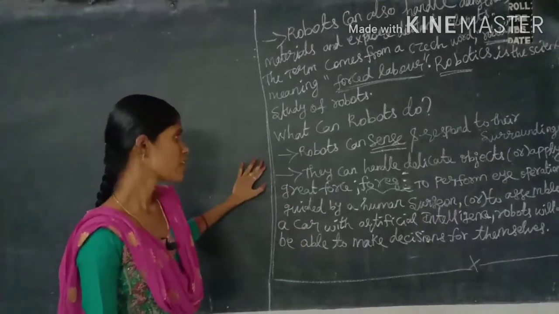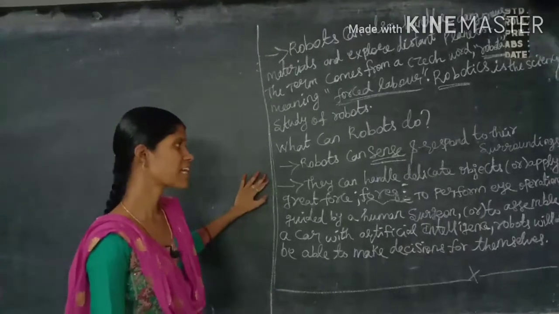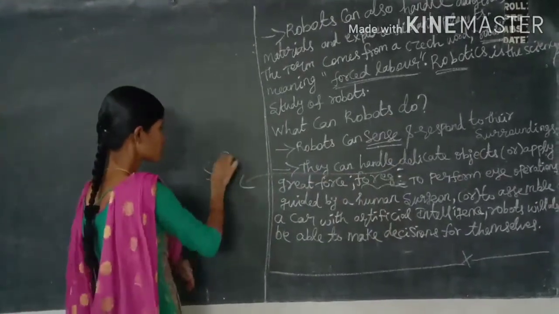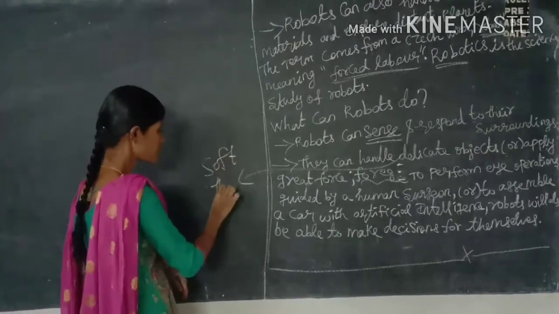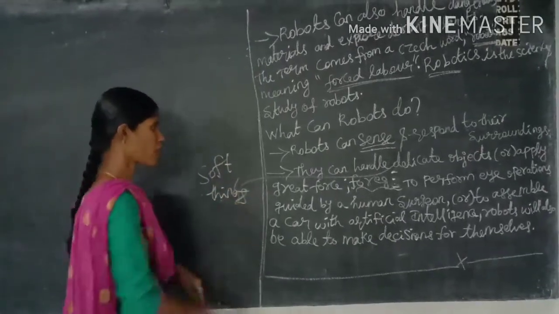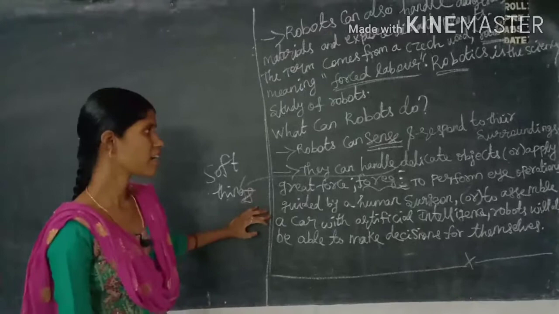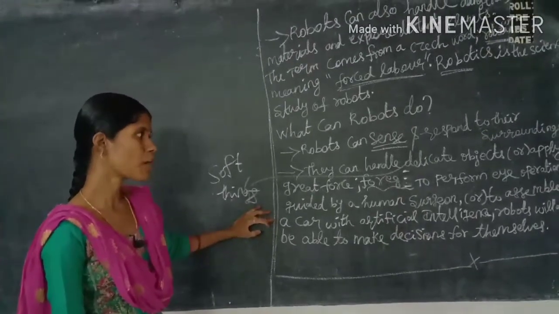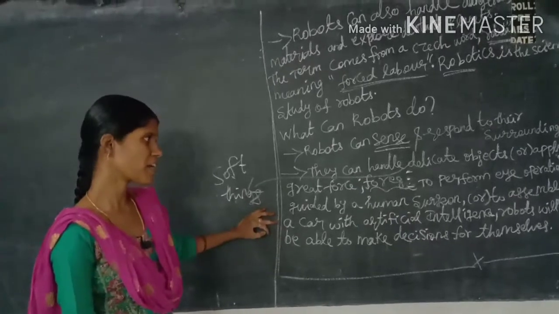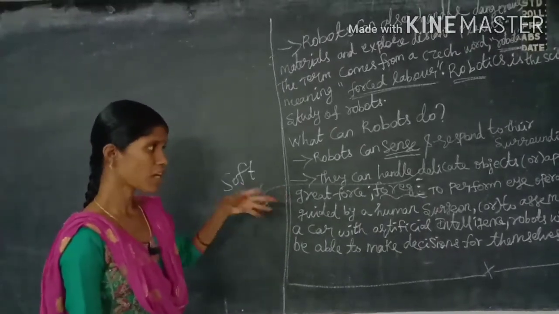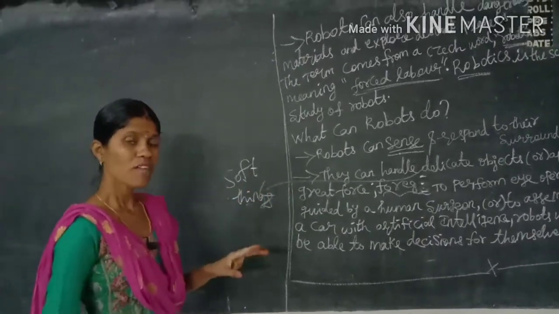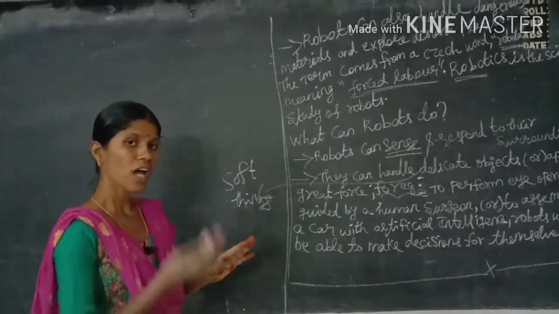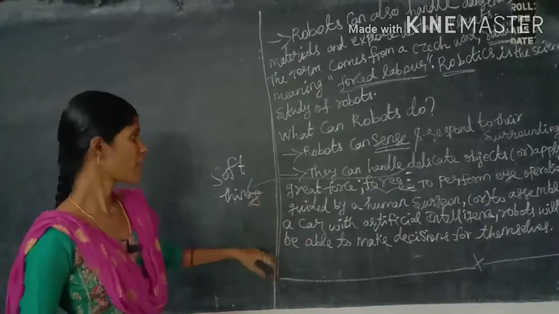Then the robots can handle delicate objects. Delicate objects refers to soft things, in Tamil மென்மையான பொருட்கள். So they can handle delicate objects and apply great force, for example, to perform eye operations guided by a human surgeon. It performs the eye operation following all the guidance given by the human surgeon.